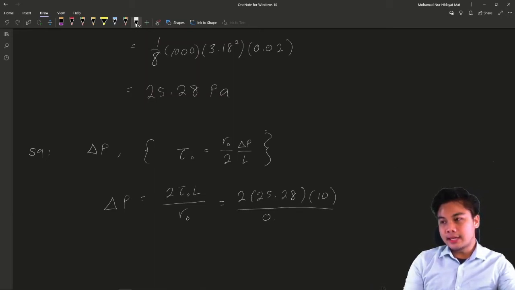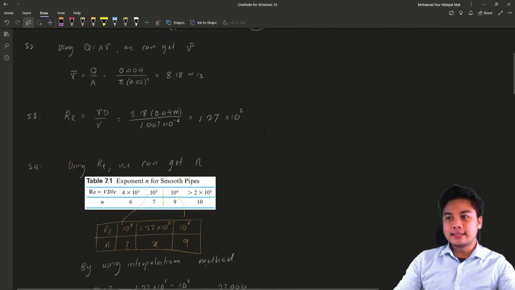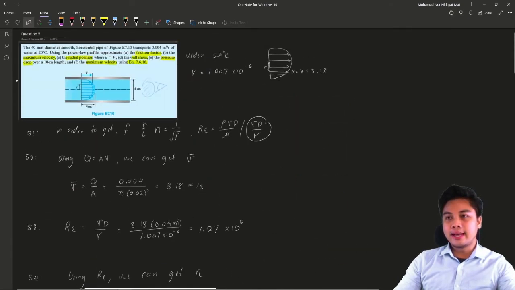We convert to SI unit, 0.02 meter. Finally, you will get the pressure drop over 10 meter equal to 25,281 Pascal, or you can simplify further to 25.3 kilopascal. So that is the pressure drop across the length.